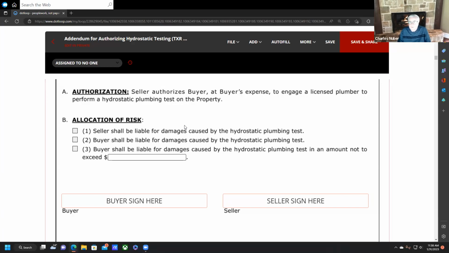So you want to make sure that the plumbing has been repaired. Hopefully it's on a pier and beam. If it's on a slab, then repairing plumbing underneath a house, underneath a slab, gets very expensive very quickly. So you always want to have a hydrostatic test done, especially if it's got cast iron sewer plumbing. And also if they've had foundation work done, you want to get a hydrostatic test done.